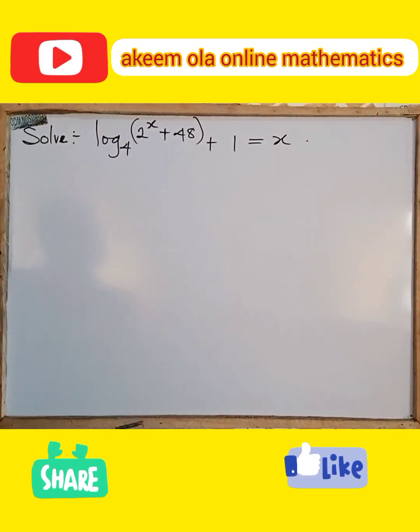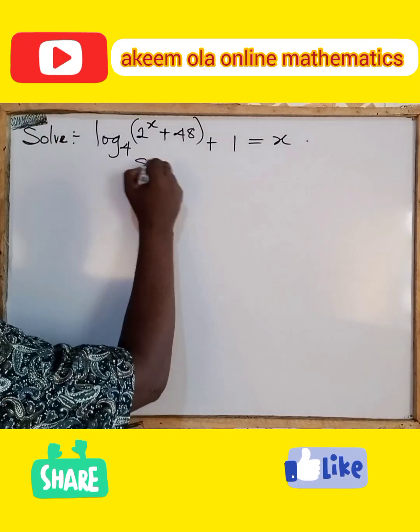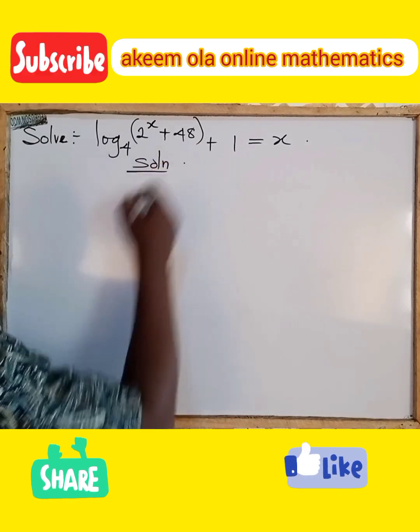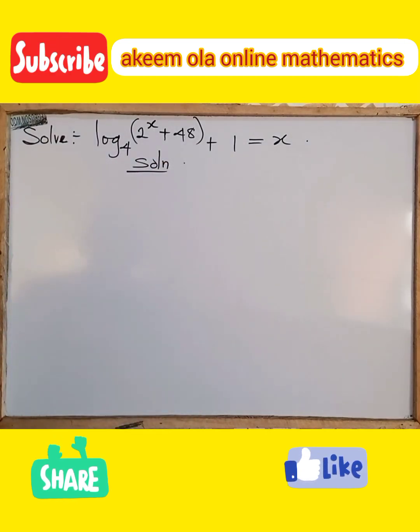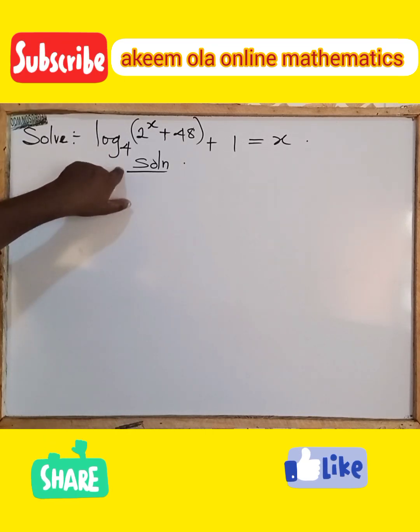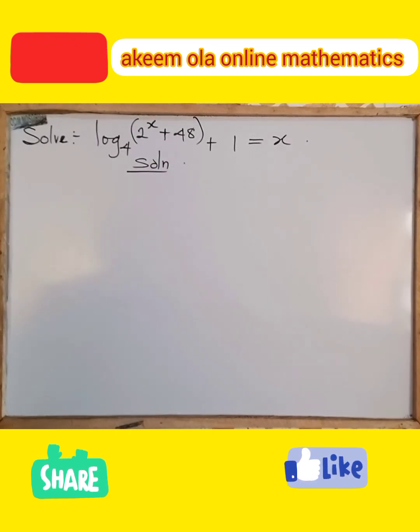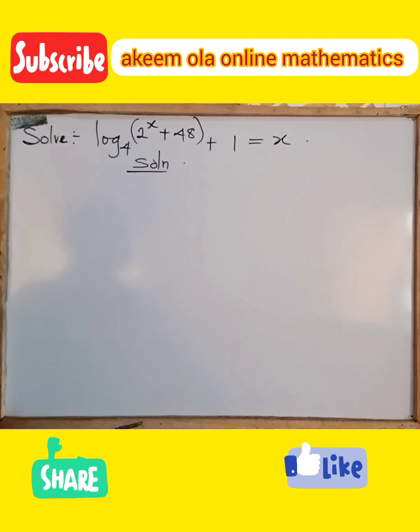Now let's solve this question. How can we solve this question? We have the left hand side and we also have the right hand side. If you observe very well, we have log 4 base 4 raised to the power of 2 raised to power x plus 48, plus 1 is equal to x.